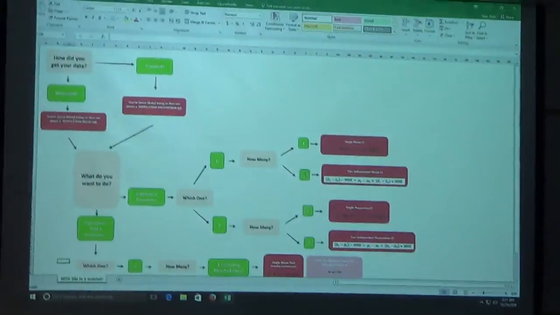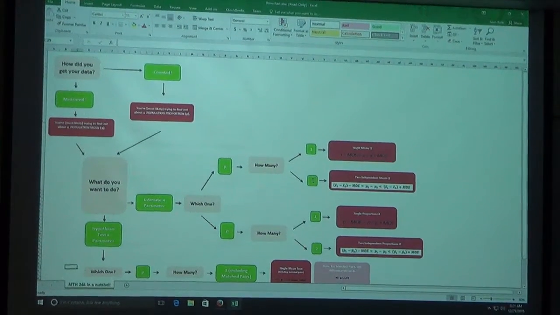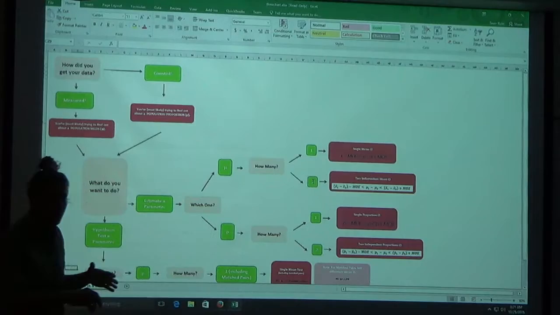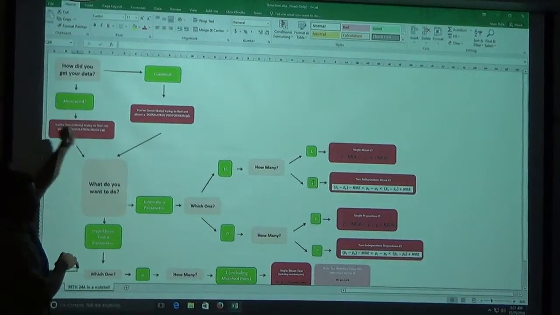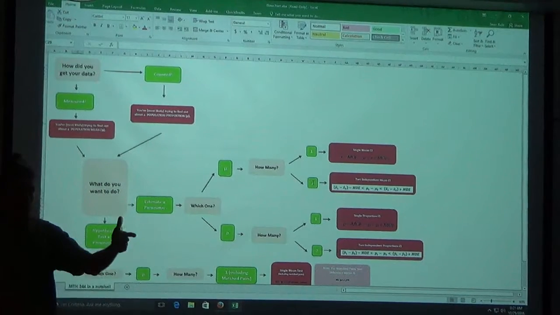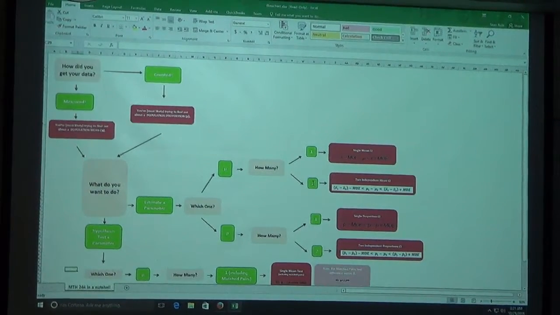All right. So as terrible as this looks, it's really just a matter of starting in the top left corner and working your way down. So the first question says, how did you get your data? Did you count it or did you measure it? Because those are the only two kinds of data we deal with in here. Did you count it or did you measure it?